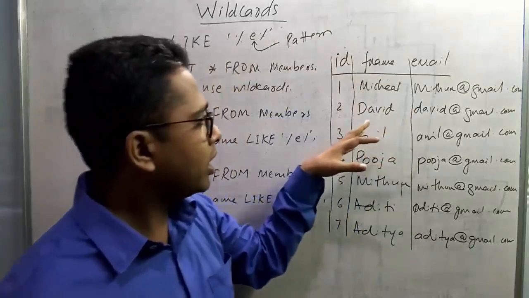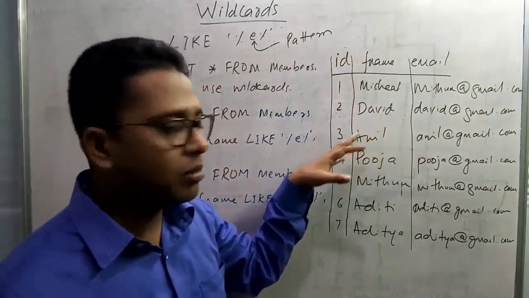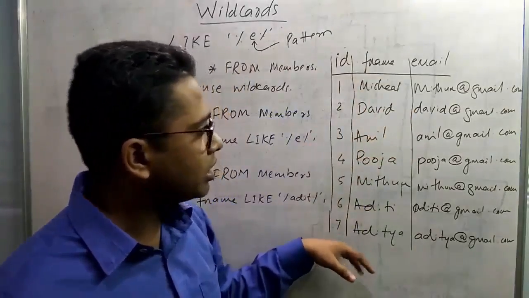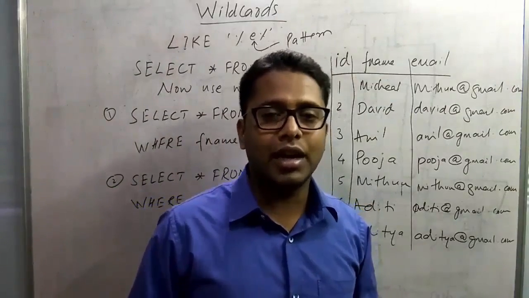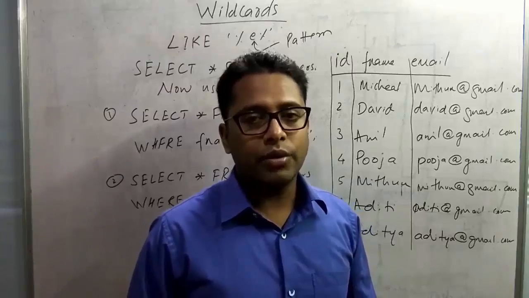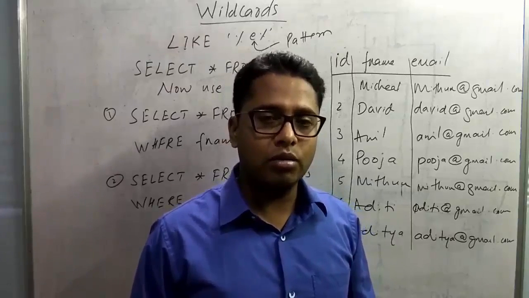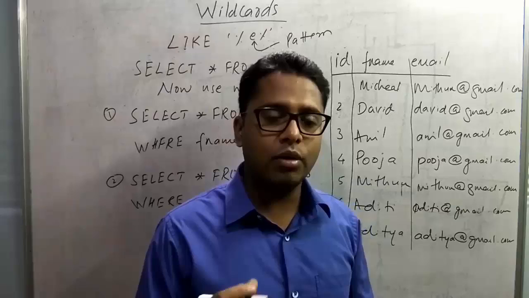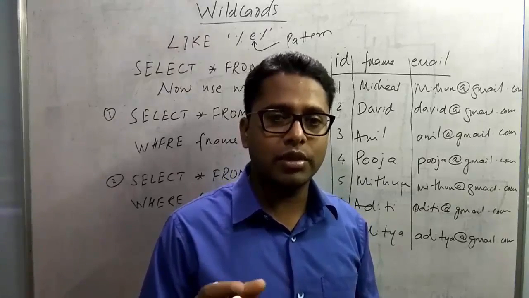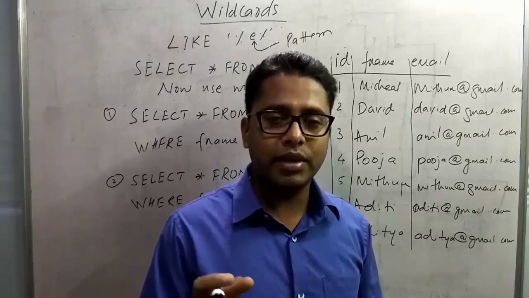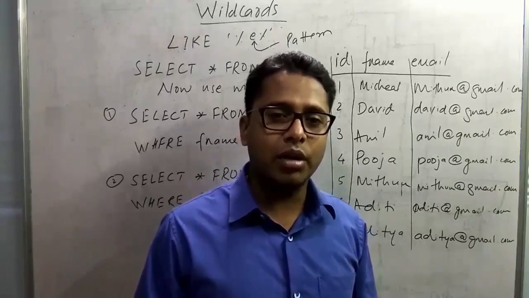Okay, so suppose here this is a table. For just a demo purpose, I have written 7 records inside my table. But in real cases, you might be having thousands and lakhs of records in your table. So if you want to find all the names or all the first names which are having E in their first name, then how will you be able to get that?